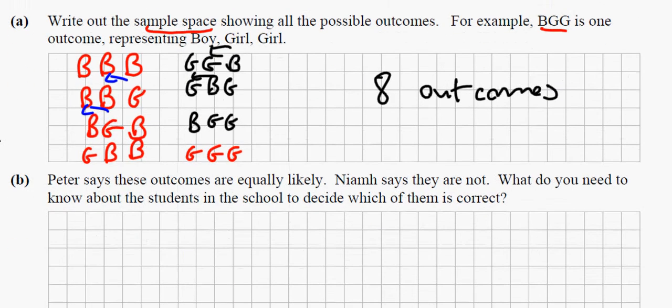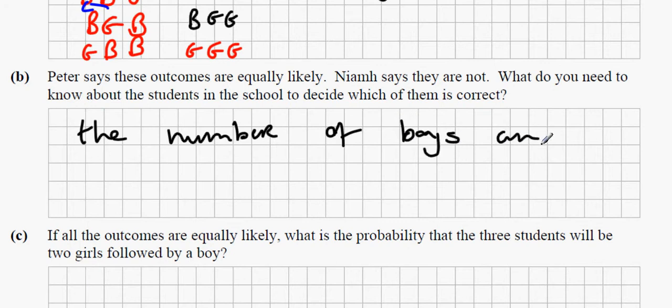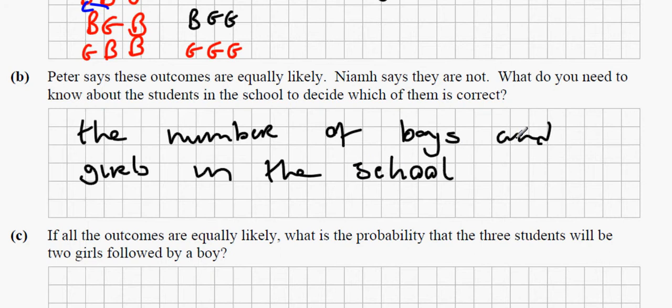Peter says these outcomes are equally likely. Neve says they are not. What do you need to know about the students in the school to decide who is correct? You need to know the number of boys and girls in the school. Basically, they're equally likely if it's 50-50, as in there's 50% girls and 50% boys. But because in most schools there isn't, it'll be biased to either girls or boys.